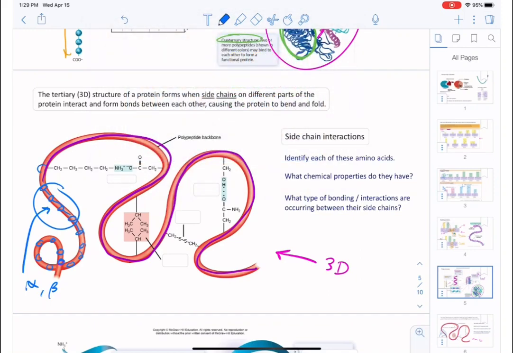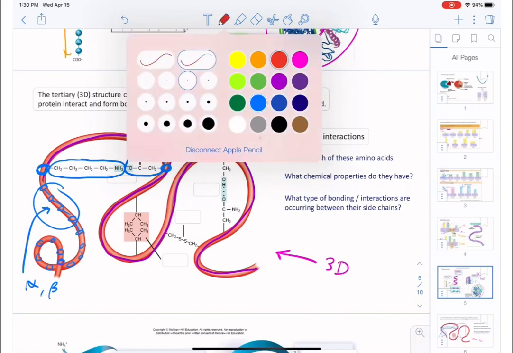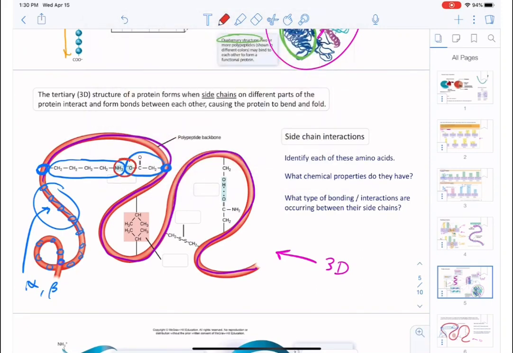So here we have an amino acid right here, and this is the side chain for the amino acid. Then we have another amino acid there, and that's the side chain for the amino acid. And what's happening is that there is a chemical bond forming between those two amino acids. And it's that bond between the side chains that's causing the protein to fold back on itself. So it's the interaction between the side chains that's folding the protein back and causing it to take its three-dimensional structure.